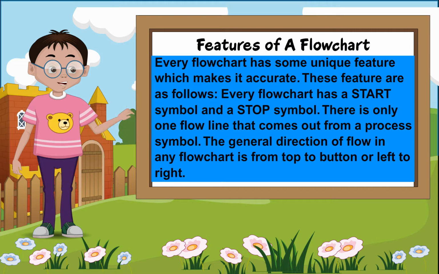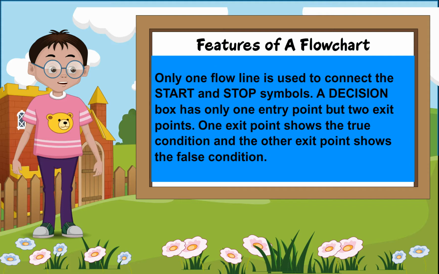Features of a flowchart. Every flowchart has some unique features which make it accurate. These features are as follows. Every flowchart has a start symbol and a stop symbol. There is only one flow line that comes out from a process symbol. The general direction of flow in any flowchart is from top to bottom or left to right. Only one flow line is used to connect the start and stop symbols. A decision box has only one entry point but two exit points. One exit point shows the true condition and the other exit point shows the false condition.